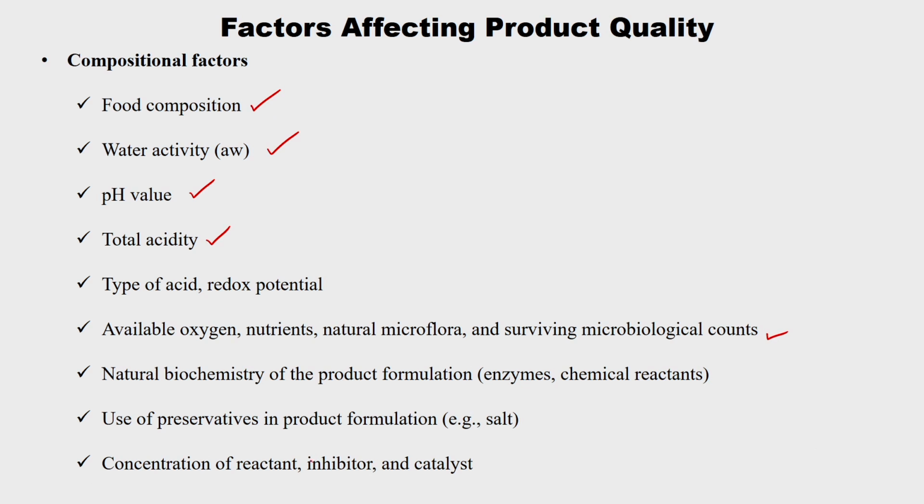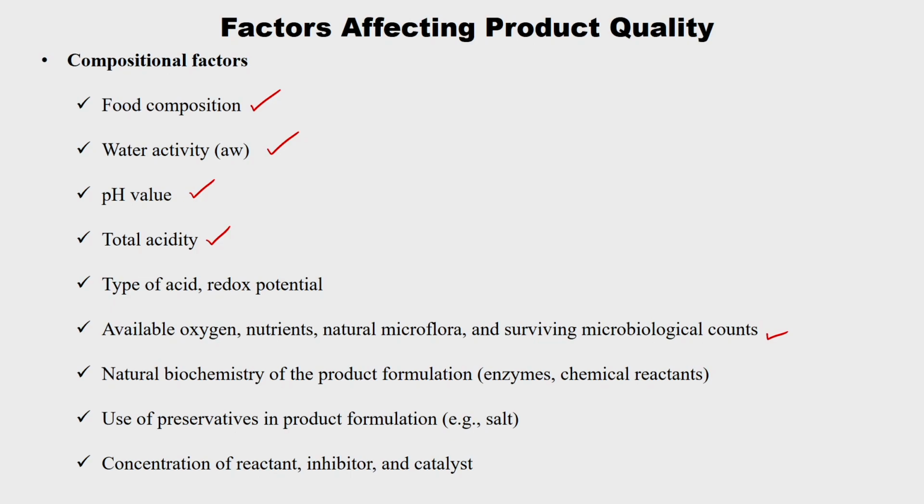So, what are all the unwanted enzymes forming, and whether any chemical reaction happens during the storage, and the use of preservatives in the product formulation. Sometimes we use natural preservatives like salt, sugar. So, what is their effect on the product, and the concentration of the reactant, inhibitor and catalyst, how they affect the product quality. So, these all come under the category of compositional factors.